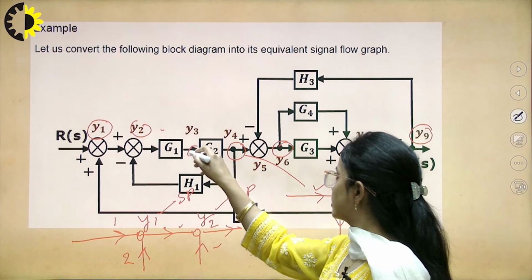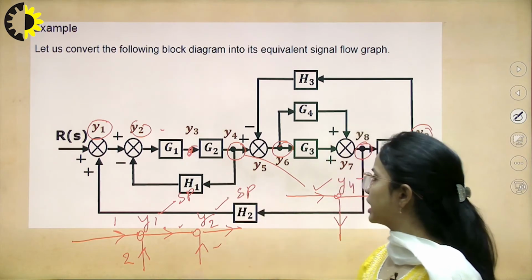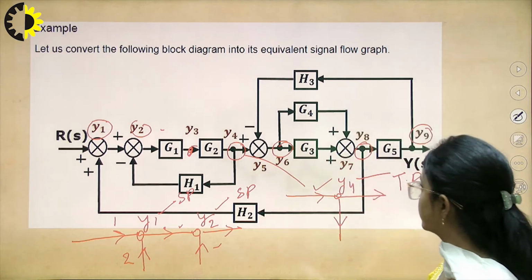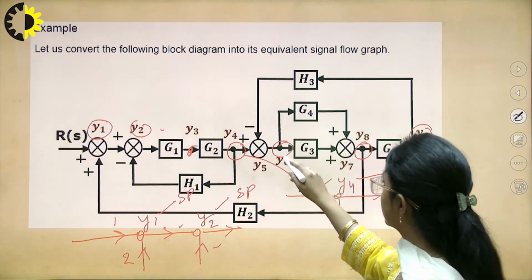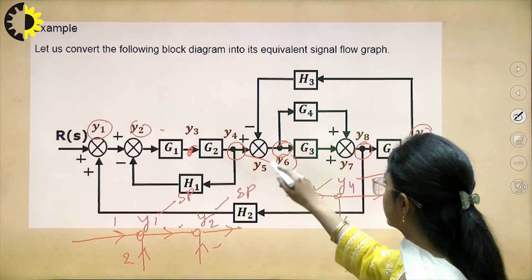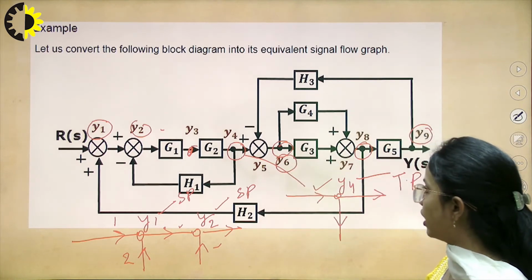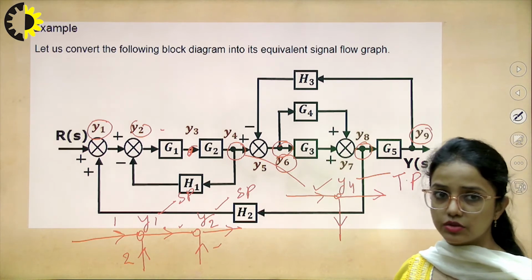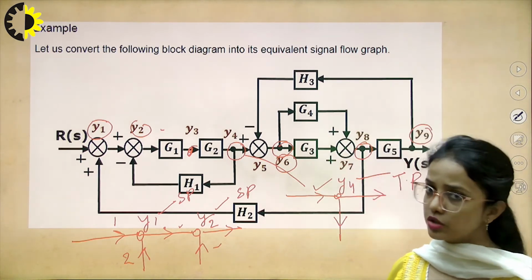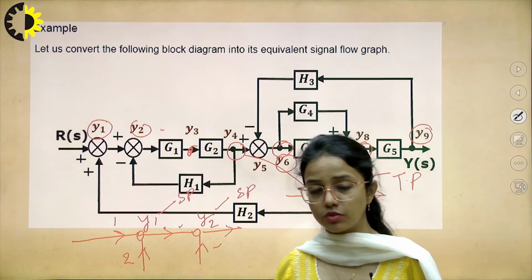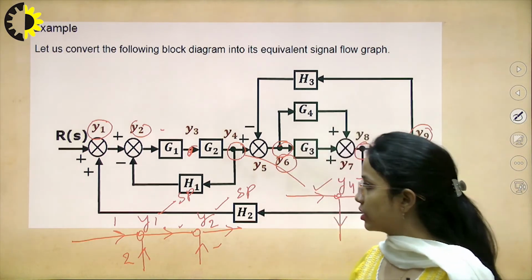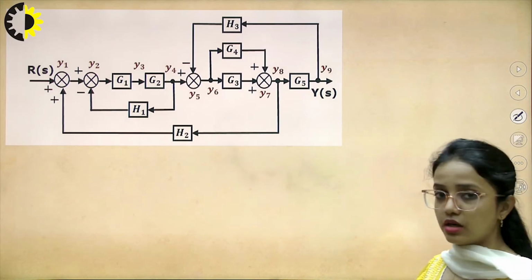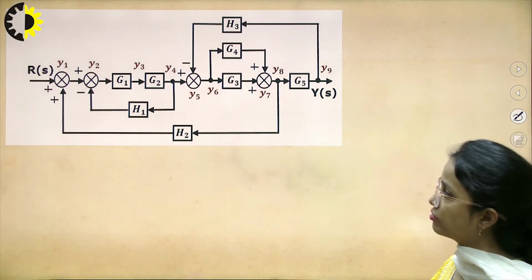Again y3 is a simple node. It's neither a takeoff point nor a summation. Again this y6 will have a takeoff point because only one input, remaining two are the outputs. So we have to identify which node corresponds to a summation point, which nodes correspond to a takeoff point. So here we will try to construct the corresponding signal flow graph.